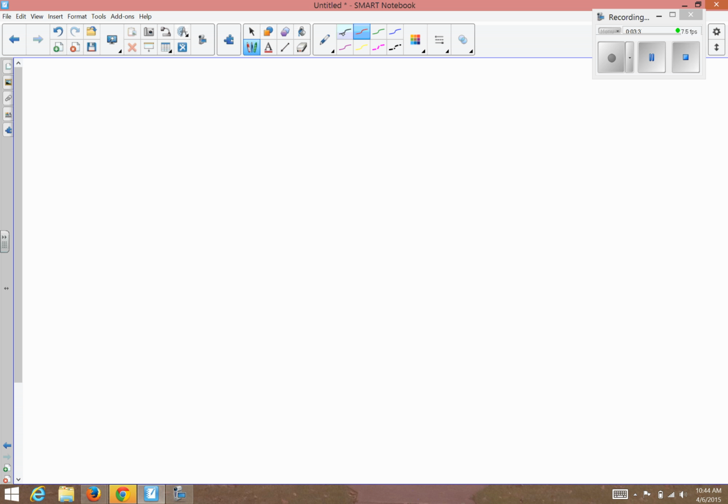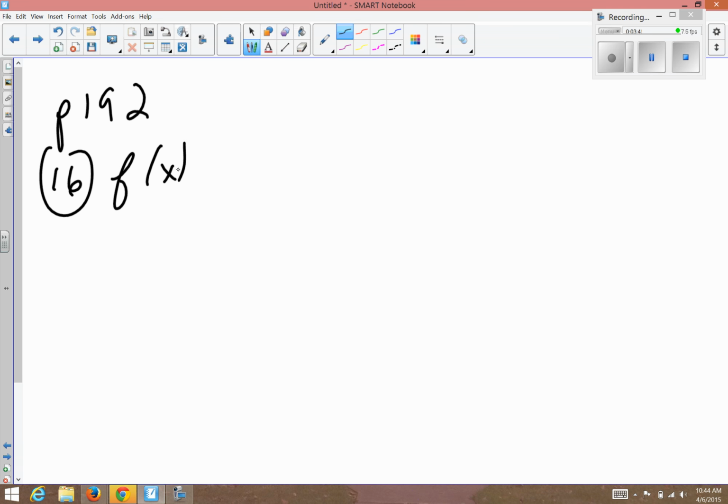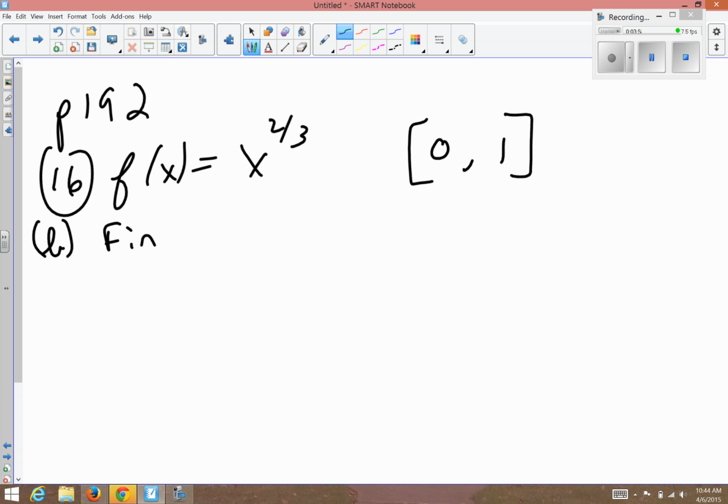On page 192, exercise 16, f of x equals x to the 2/3. There's the interval 0 to 1. The question is, and we're only doing part B in this exercise, to find the value of c in the interval 0 to 1. Notice these are round, even though they're square up here. Find the value of c in the interval 0 to 1 that satisfies the mean value theorem.